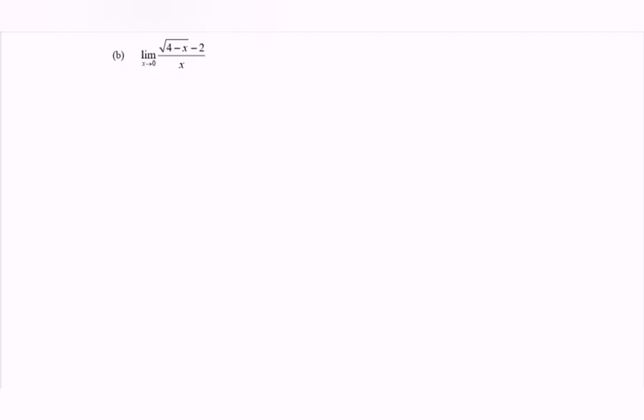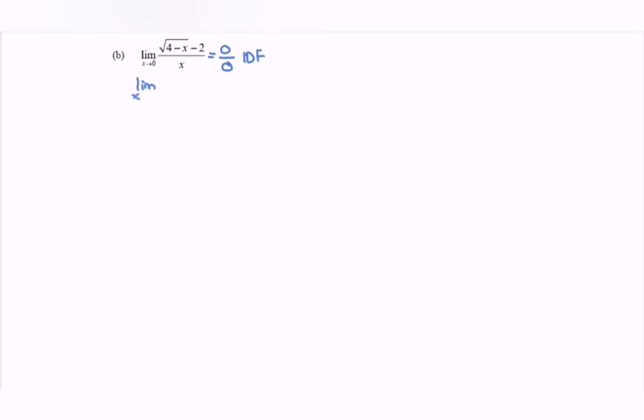Limit when x approaches 0 for the function square root of 4 minus x minus 2 over x. If we substitute, we will have square root of 4 minus 2, and here we will have 0 over 0. Again, we have an indeterminate form. So the strategy will be multiply by the conjugate, factorize, or long division. My suggestion would be to multiply by the conjugate.